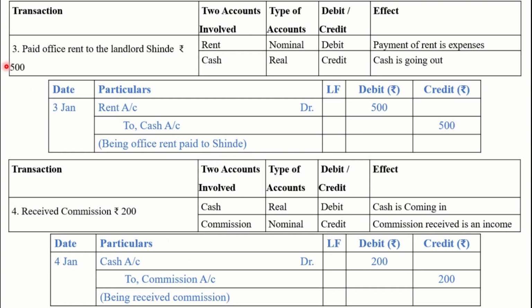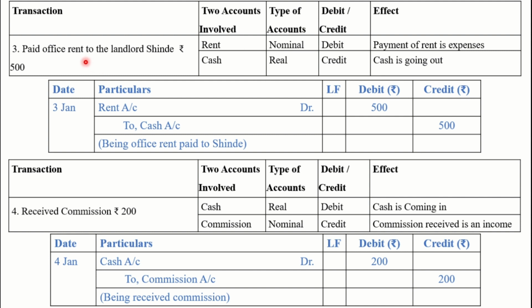Third transaction is paid office rent to the landlord Shinde rupees 500. Which two accounts are involved in these transactions? Rent and cash. Rent is a type of nominal account. Cash is a type of real account.